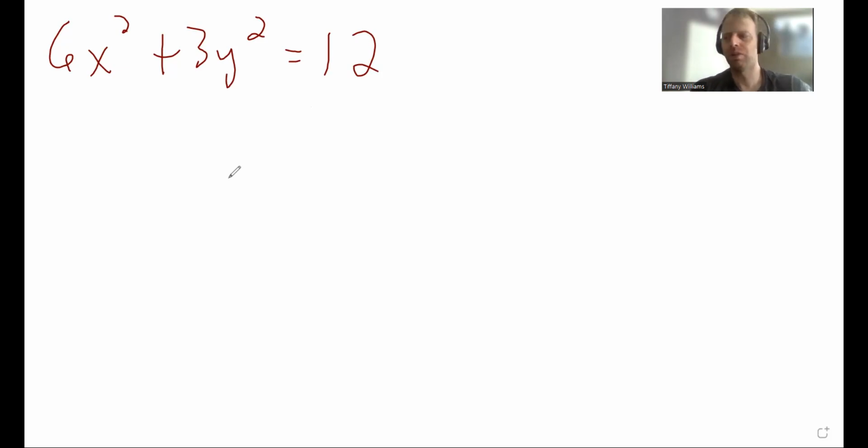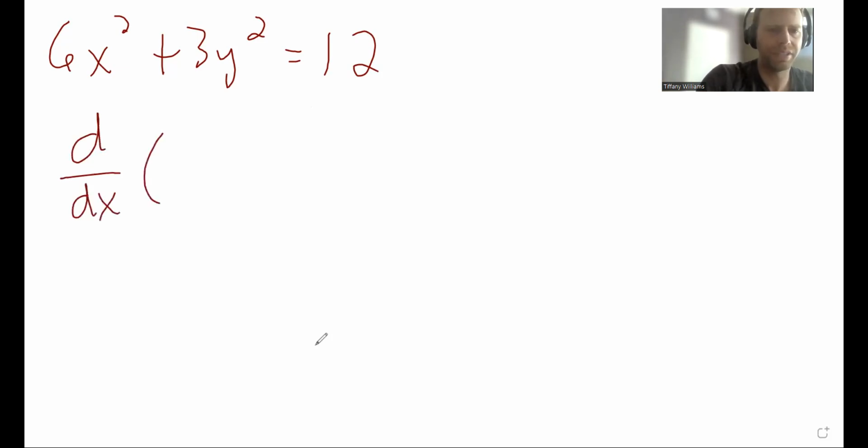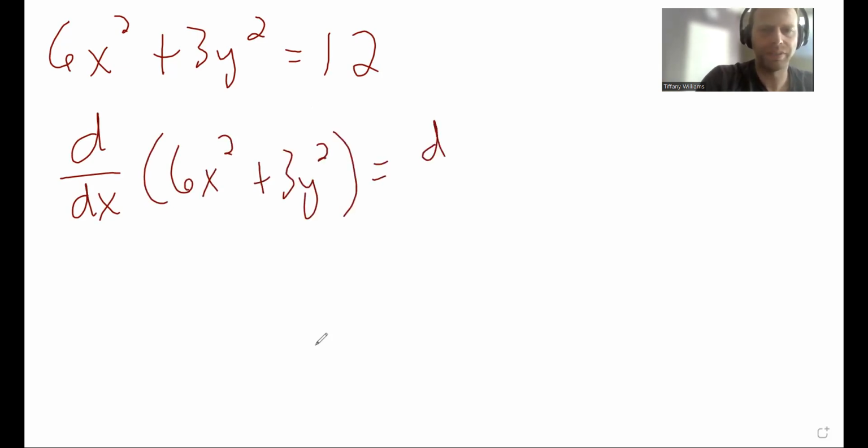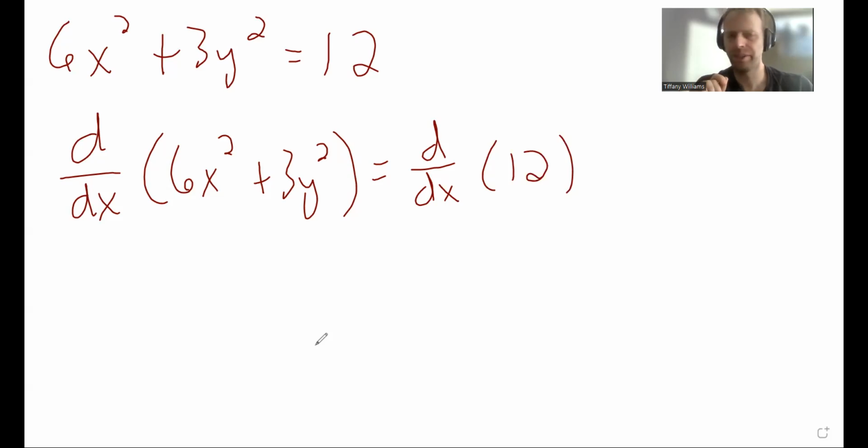All right. So a much easier way to go will be to do this implicitly. So what we do is let's go term by term. We're going to take the derivative of each side. So I'm going to have d dx of 6x squared plus 3y squared, and then I take the derivative of this side as well, so d dx of 12. Okay. Now, when you have multiple terms like this, you take the derivative of each term separately.